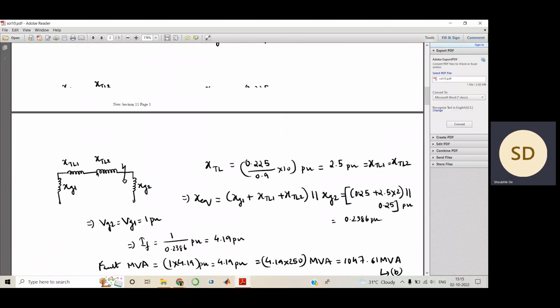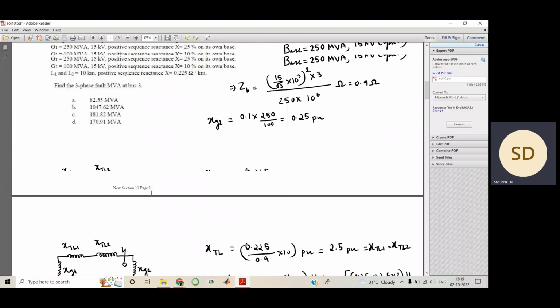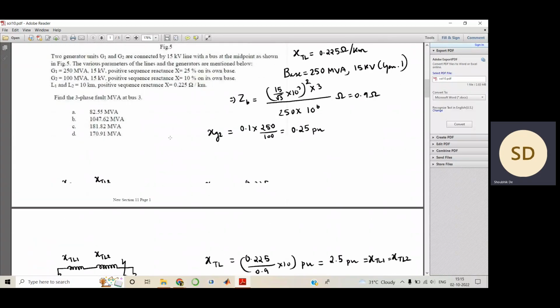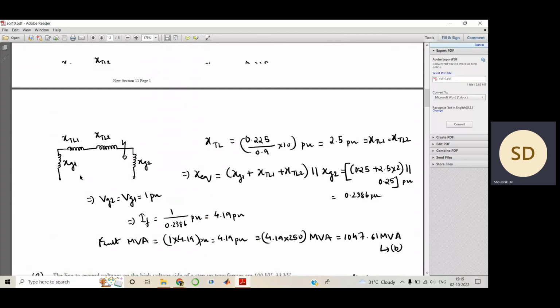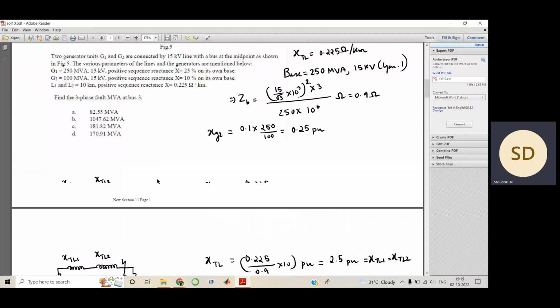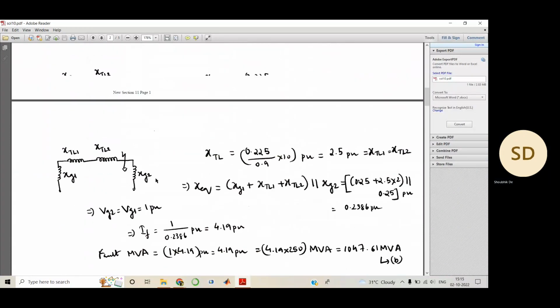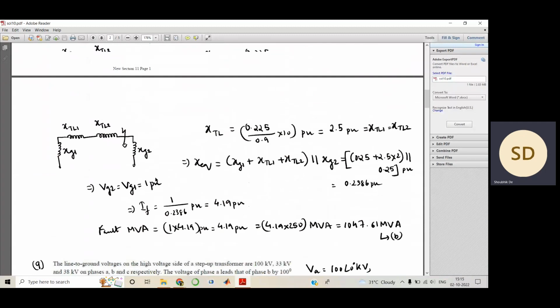So here, if the fault was at bus 2, then these two components and these two components would have been in parallel, right? Together with an XTL2 in series, and their combination would be in parallel. So this is very simple to realize. This is just the funda in this kind of problem.